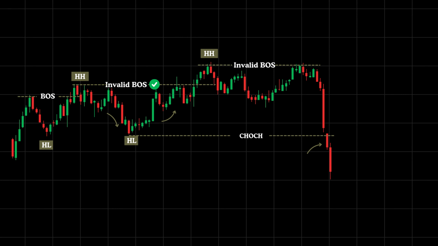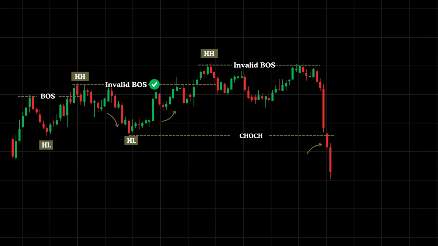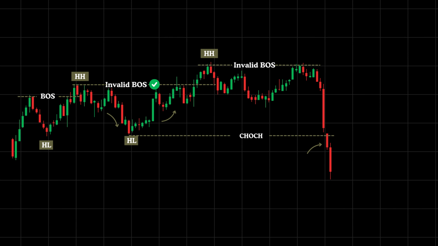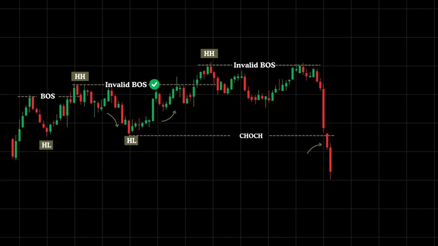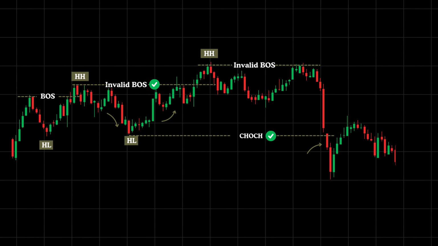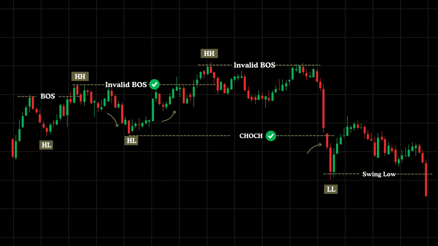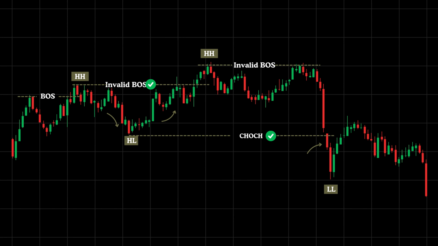This indicates a change of character, suggesting the possibility of a bearish trend forming. Since the price closes a candle below its old swing low, this confirms a valid change of character. Later, the price pulls back upward before dropping again, breaking its prior swing low in the process. This confirms the formation of a bearish break of structure.